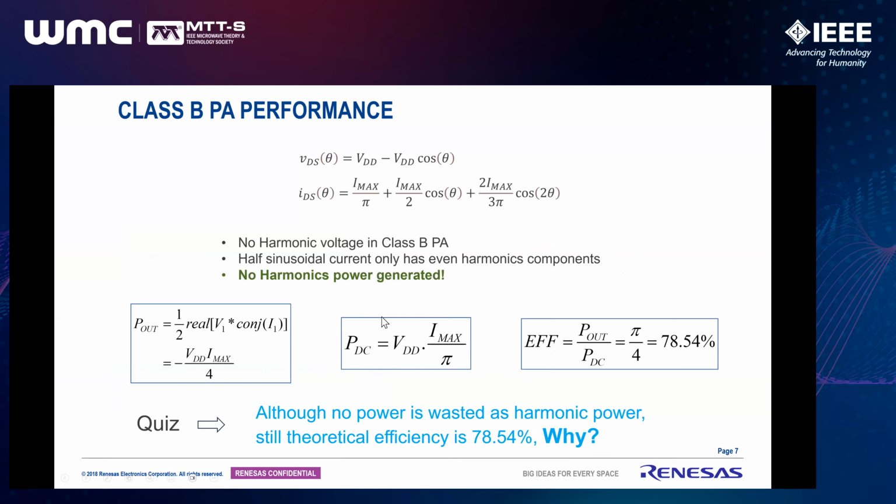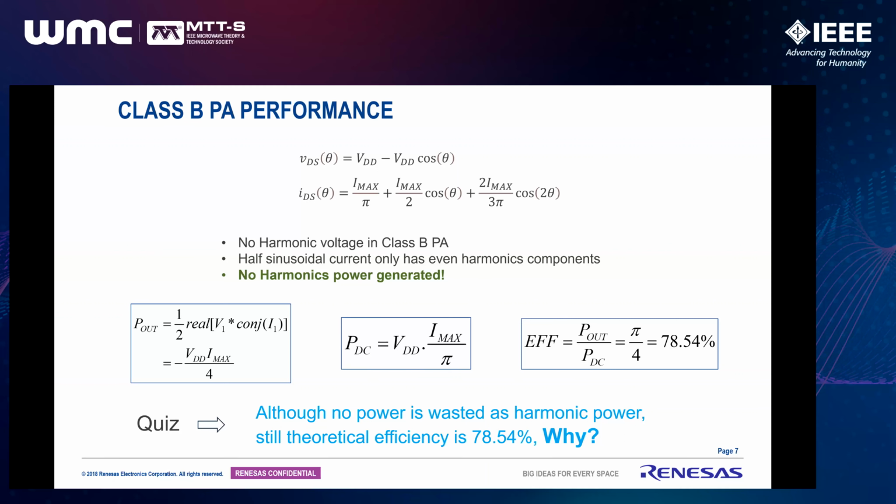Similarly, like how we computed the design space, we can also compute the output power, DC power consumption, and efficiency from these two basic drain voltage and drain current equations. One very interesting thing for class B PA is that there is no harmonic voltage in class B PA. Since there is no harmonic voltage, although there are harmonic currents being generated, no harmonic power will be generated.